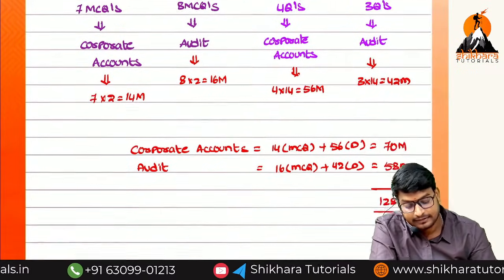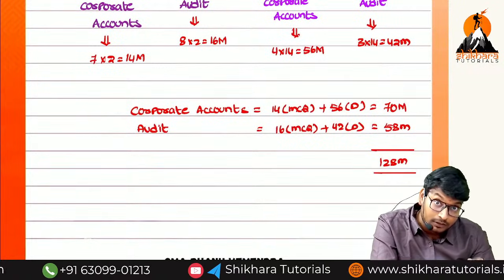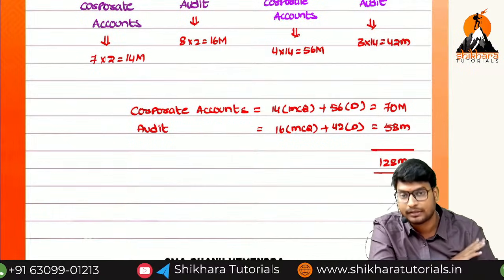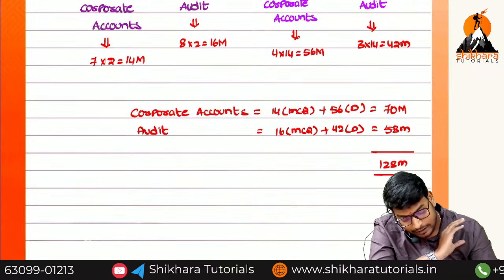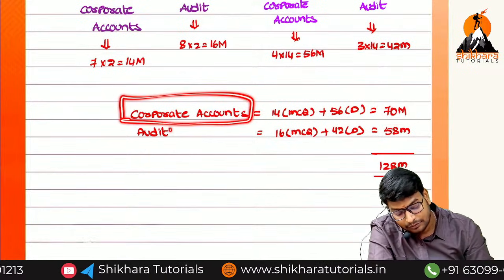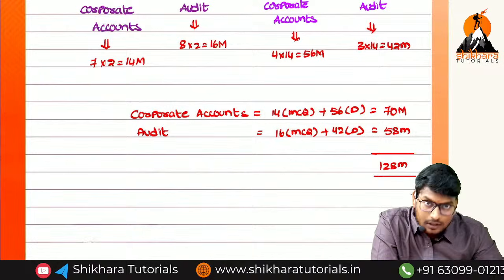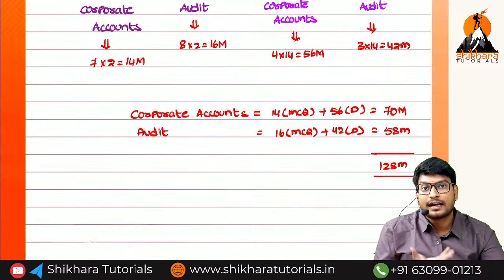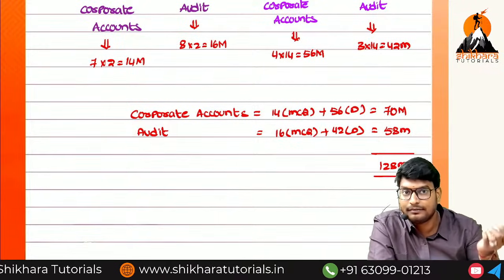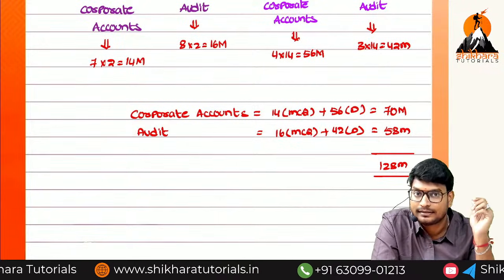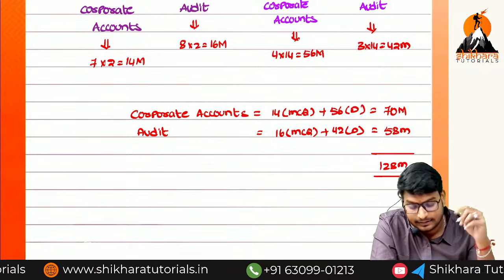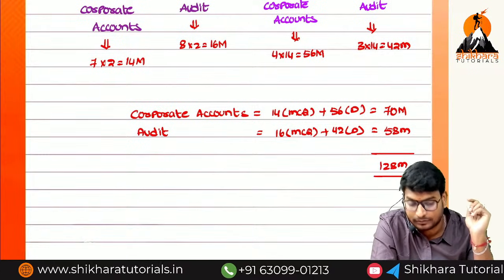So what I am saying is, if you focus only on corporate accounting, you can get only 70 marks. My conclusion is that we should not focus only on corporate accounts; we have to give equal importance to audit also. If students have knowledge in the theory part, they will score more in audit and less in corporate accounts. If students are interested in accounting solving techniques, they will get the highest marks in corporate accounts.